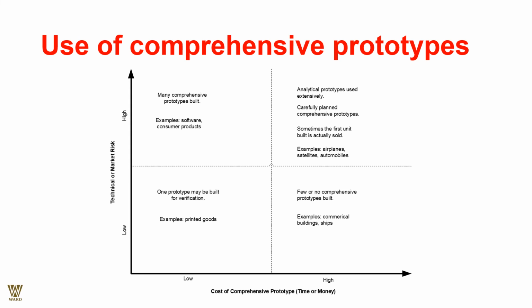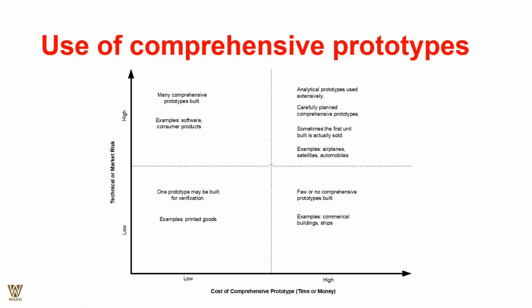So for use of comprehensive prototypes, on our x-axis we can have the cost of the component. It is the time, it is the money, less money, more money. Similarly, on the y-axis is the market risk or the technical risk, less risk and more risk. So when the cost is low and the risk is also low, one prototype may be built for verification, nothing else. So probably it's a printed group. But when the cost is low and the risk is high, many comprehensive prototypes are to be built and tested, time tested, before going ahead. So it can have a pilot survey, for example, software, consumer. Similarly, when the technical or market risk is very high, but the cost factor too is very high, then what we do, it has to be taken one step at a time.